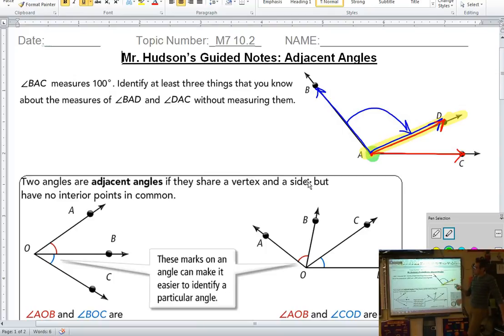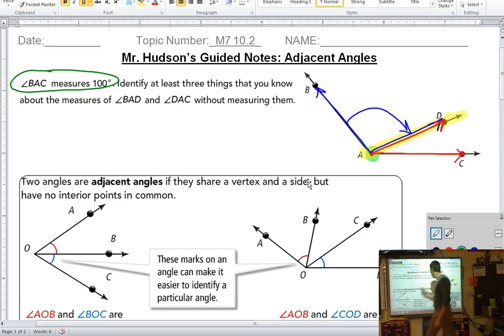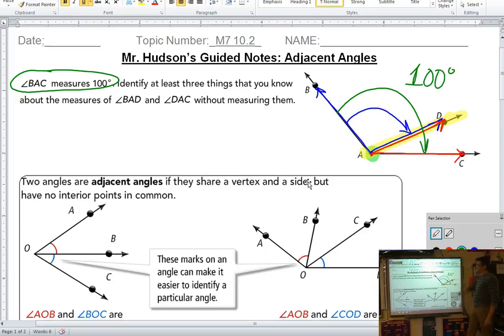But what we get told is BAC, oh wait, we didn't talk about BAC yet. BAC measures 100 degrees. Well, BAC, that's the entire angle together. So that's the big angle that we didn't yet think about. They tell us that's 100 degrees. Identify at least 3 things we know about the measures of BAD and DAC without measuring them. Well, so without measuring them.